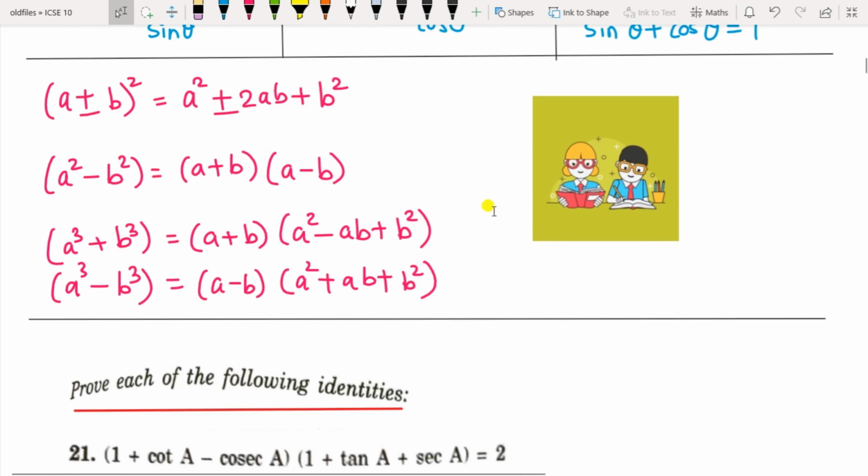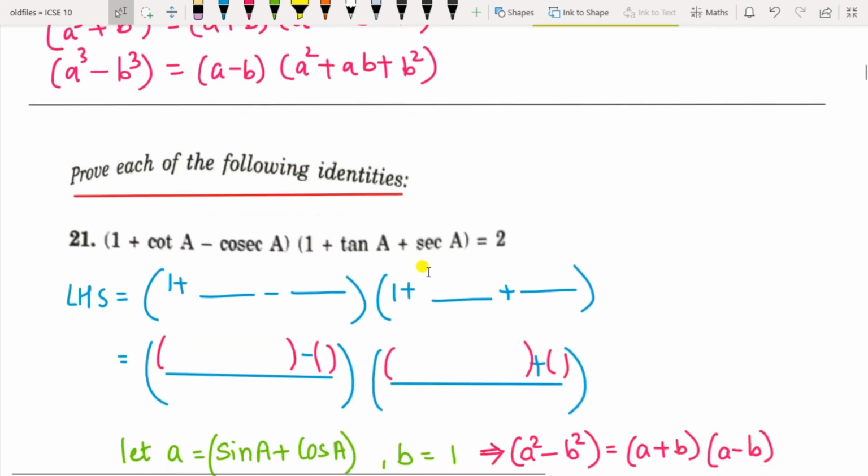And here also we are going to use these expansion formulas, that is a plus or minus b the whole square equal to a square plus or minus 2ab plus b square, a square minus b square equal to a plus b, a minus b, and a cube plus or minus b cube. If it is plus you have to write a plus b and a square minus ab plus b square, and if it is minus you should write a minus b and a square plus ab plus b square. These expansion formulas are also required to solve the prove that questions of trigonometry.